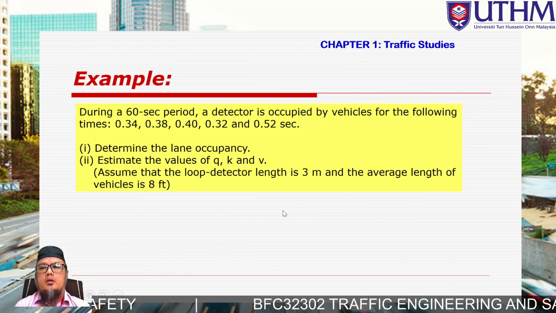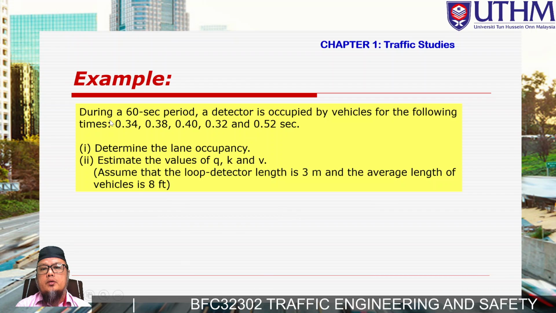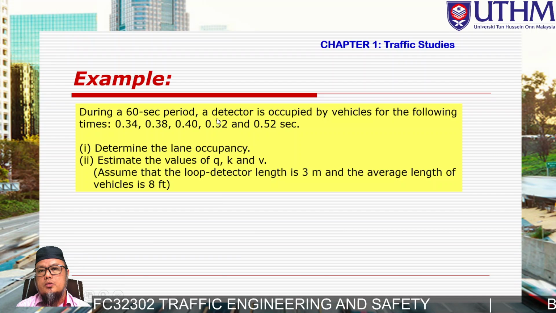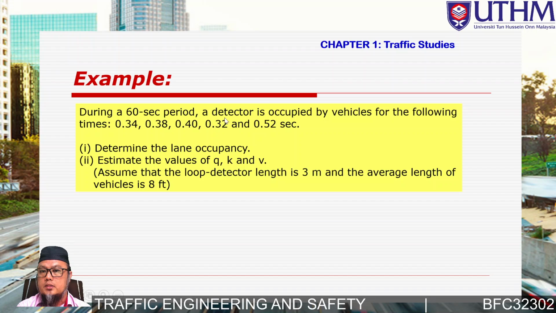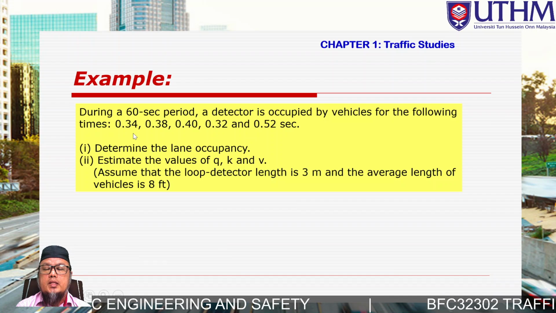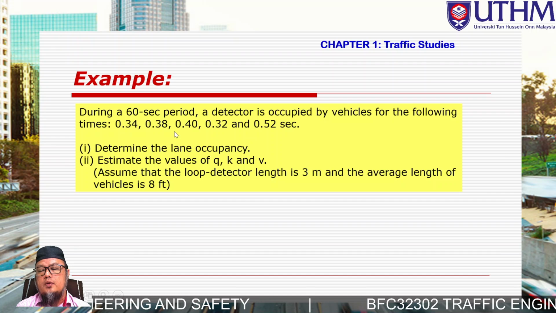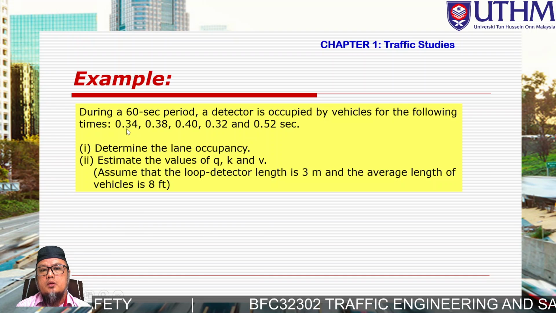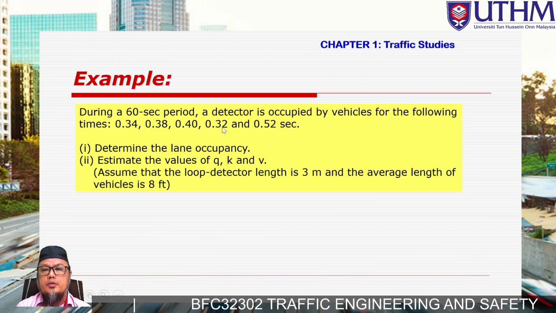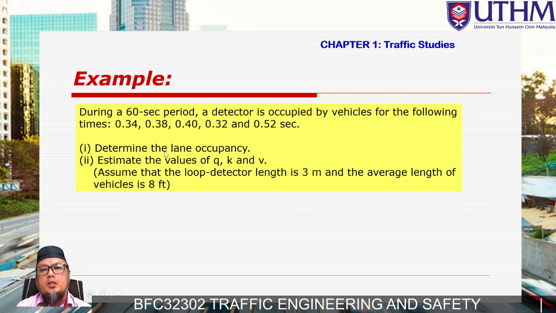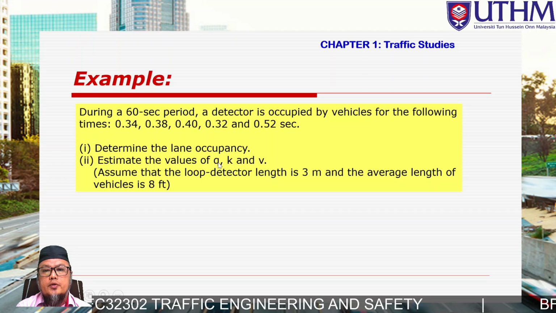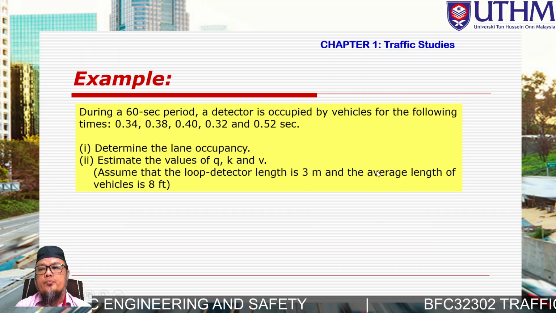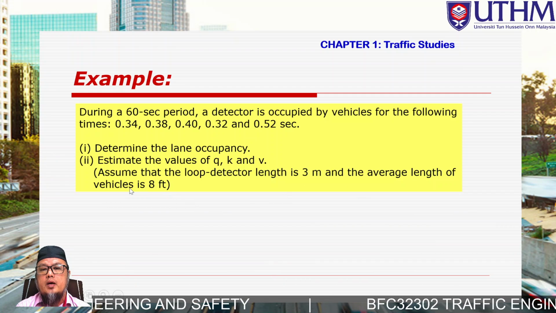Okay, let's take a look at this particular example. During a 60-second period, the time is very short because the detector is quite sensitive and can detect very fast. The detector is occupied by vehicles for the following times: about 5 activities detected from the detector, 0.34, 0.38, 0.4, 0.32, and 0.52 seconds. First, determine the lane occupancy and estimate the values of Q, which is flow, K density, and V speed. Assume the loop detector length is 3 meters and the average vehicle length is 8 feet.